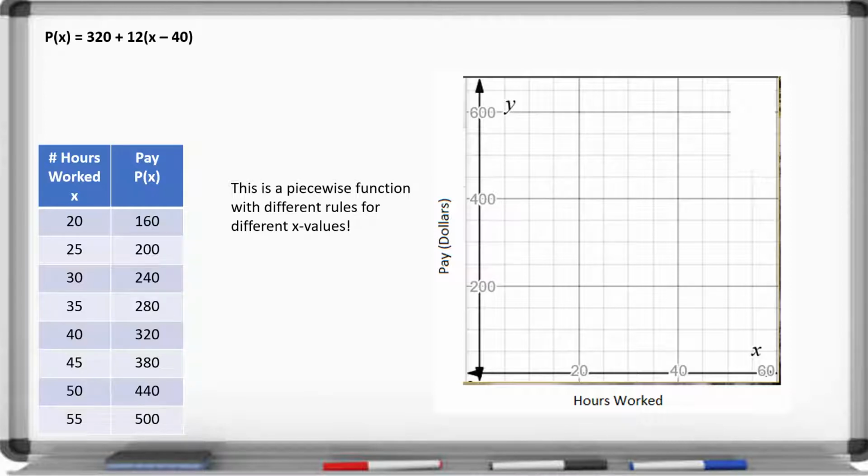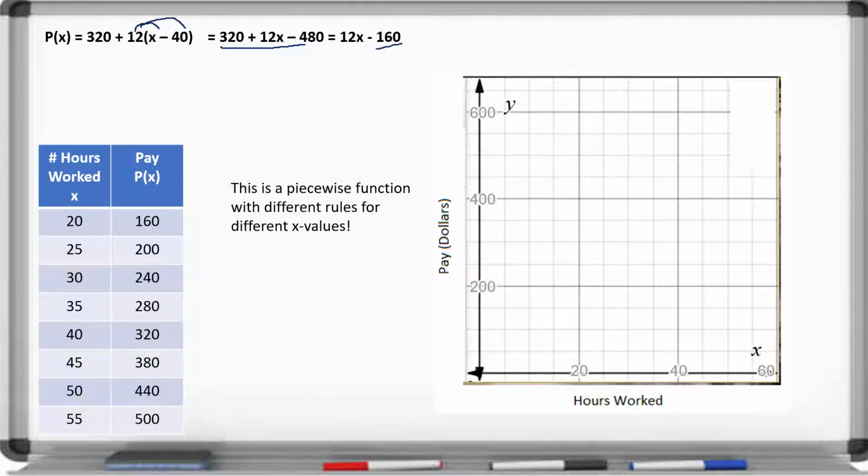Remember the P of x equals 320 plus 12 times x minus 40. We're going to actually simplify that a little bit. So we're going to distribute the 12 inside the parentheses. If we do that, we get 12x, and then 12 times 40 is 480. And then we're going to go ahead and combine these like terms, and we get minus 160.